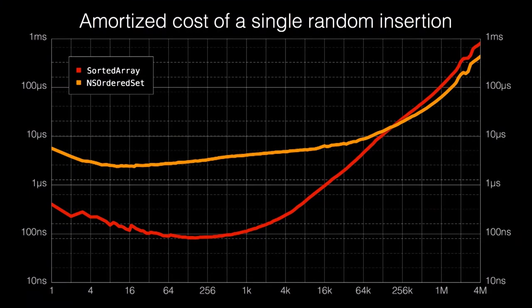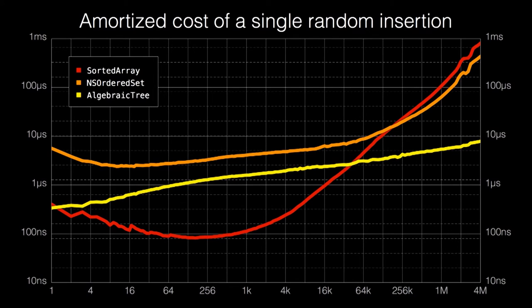So let's see the performance of our implementation. Red-black trees are supposed to have a huge algorithmic improvement over a sorted array. So let's see if that pans out. And well, it's pretty impressive compared to an NSOrderedSet. It's about 2.5 times faster in the worst case.